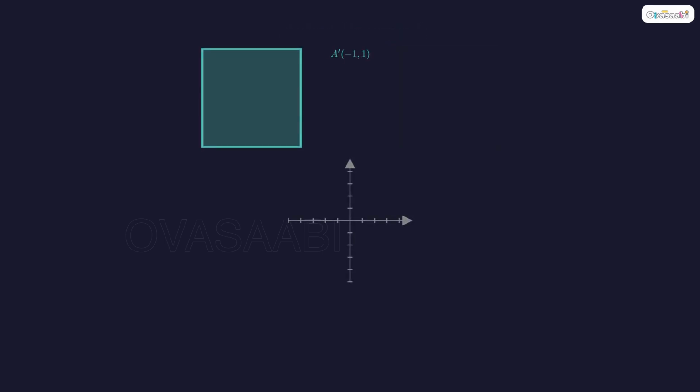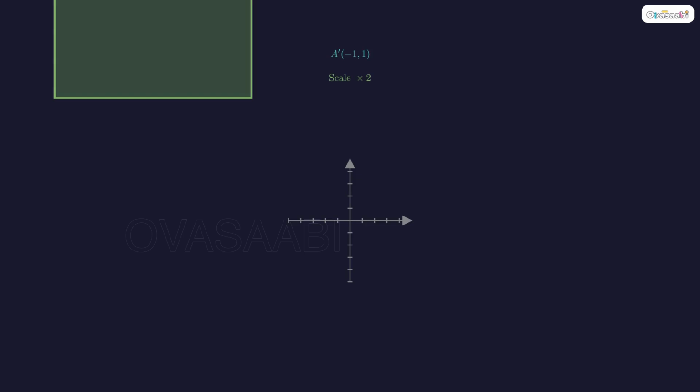After rotation, we have A' at -1, 1. Now enlarge by scale factor 2 from origin. Multiply all coordinates by 2 to get final positions.